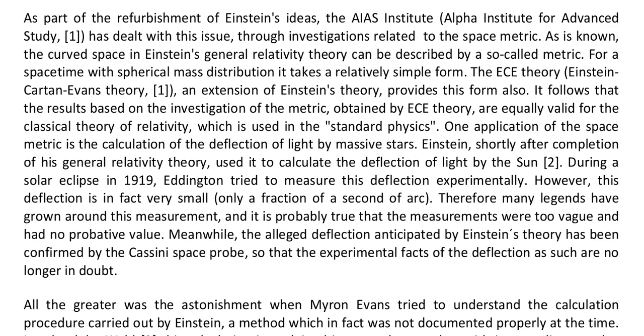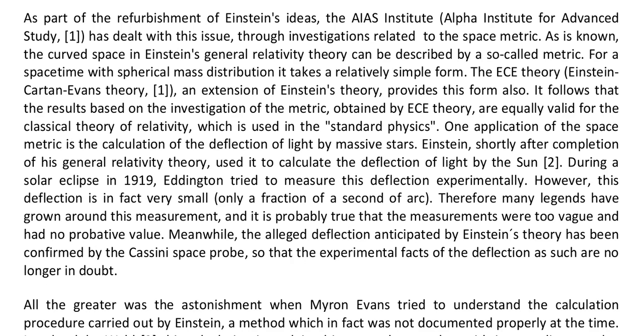One application of the space metric is the calculation of the deflection of light by massive stars. Einstein, shortly after completion of his general relativity theory, used it to calculate the deflection of light by the sun. During a solar eclipse in 1919, Eddington tried to measure this deflection experimentally. However, this deflection is in fact very small, only a fraction of a second of arc. Therefore, many legends have grown around this measurement, and it is probably true that the measurements were too vague and had no probative value.